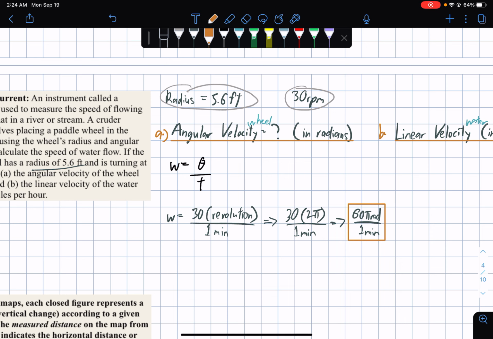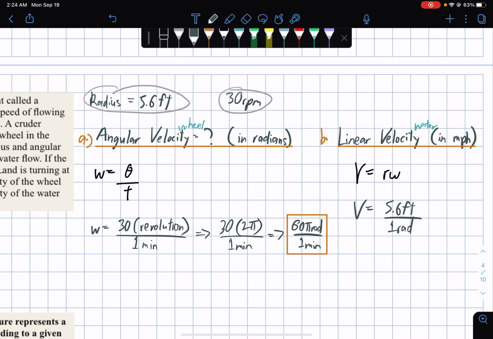Linear velocity in miles per hour. V is equal to RW. V is equal to the radius, which is 5.6 feet over 1 rad, times W, which is 60 pi rad over 1 minute.